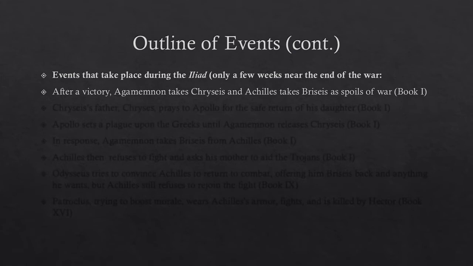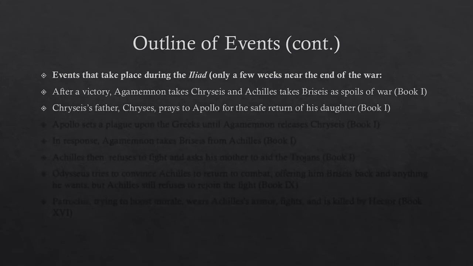And so after this battle that happens just before the text starts, after the Greeks win that battle, Agamemnon takes one of the women from the town they conquer, Chryseis, to be his trophy or spoil of war, and Achilles takes Briseis, a woman whose name rhymes with the other one, as his trophy or spoil of war. But Chryseis' father is a priest, and they're not supposed to take the children of priests. So her father prays to the god Apollo for the safe return of his daughter.